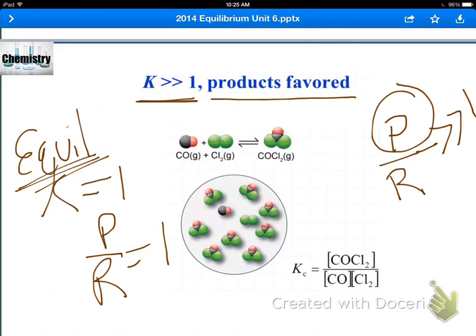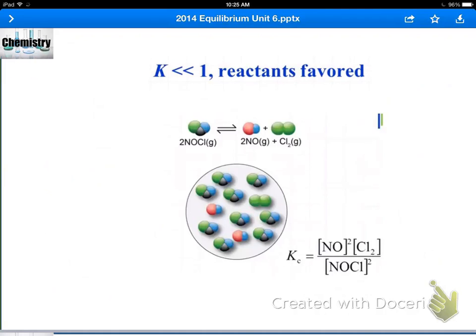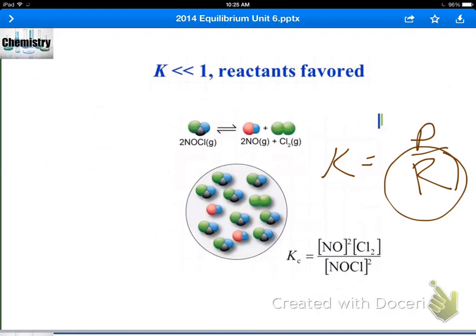If my K likewise is much less than 1, that would mean that I'm going to end up with far more reactants than I do products. So K can tell me something about whether my reaction is product or reactant favored. Which way is it most likely to go? It's not going to go totally any one way, but it's which one is favored.